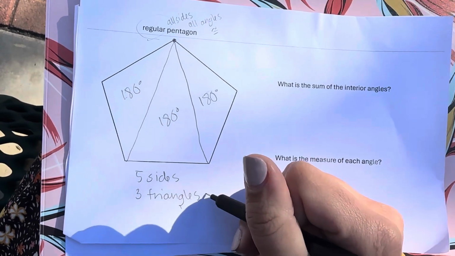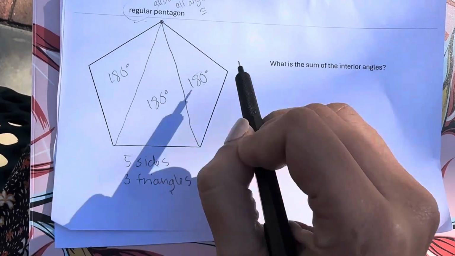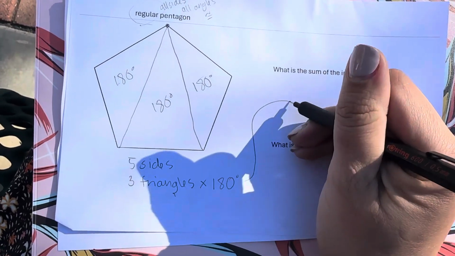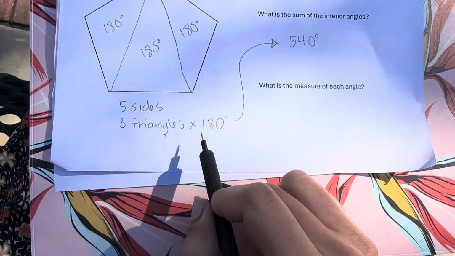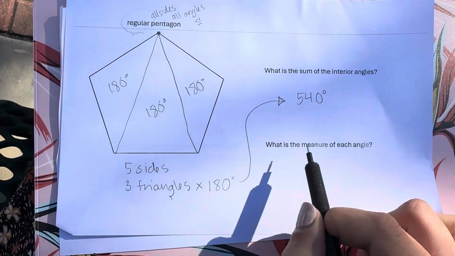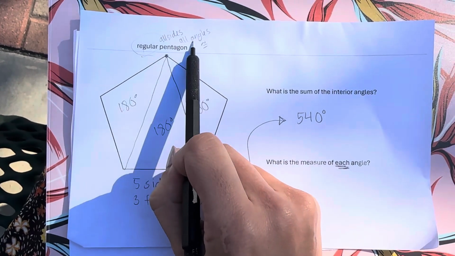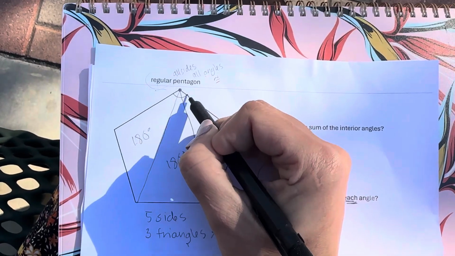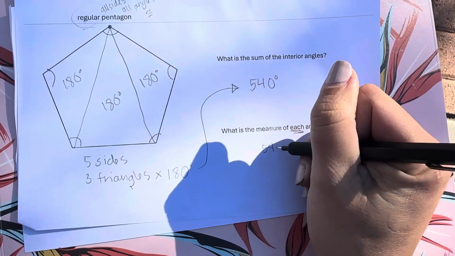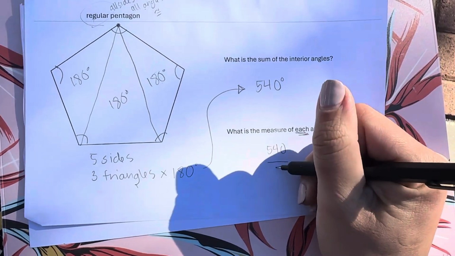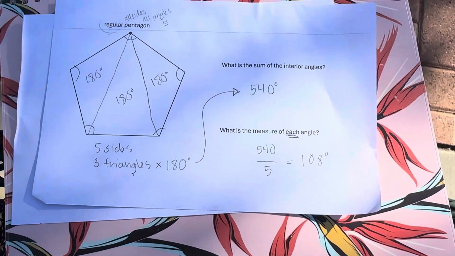So if we multiply the number of triangles by 180 degrees, we get the total sum of the interior angles of this pentagon, which is 540. 3 times 180. And then if I wanted to know the measure of each, because it's a regular pentagon and all the angles are congruent, I have 5 congruent angles in here. So I just need to divide this 540 by 5. And I get 108. Okay?